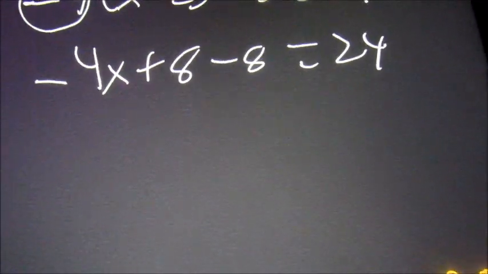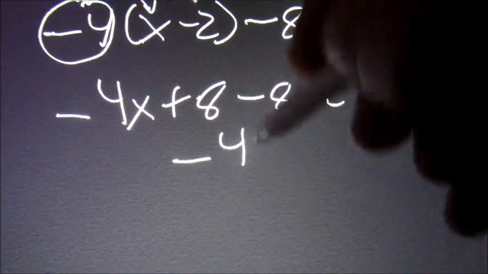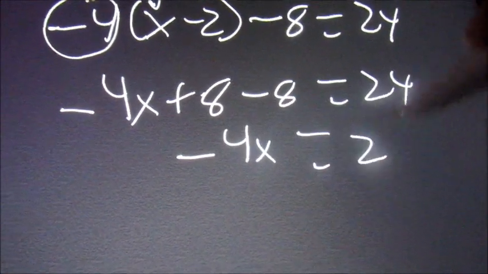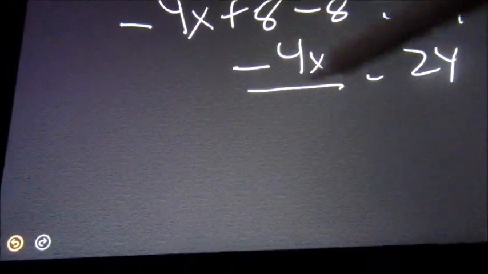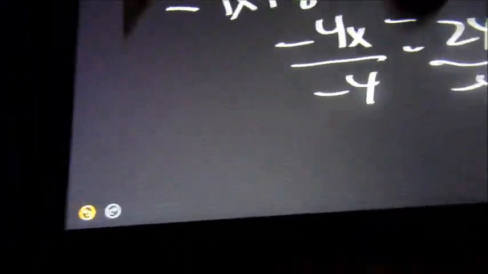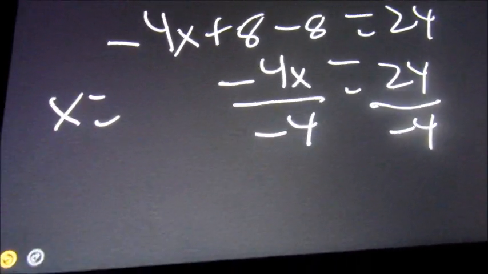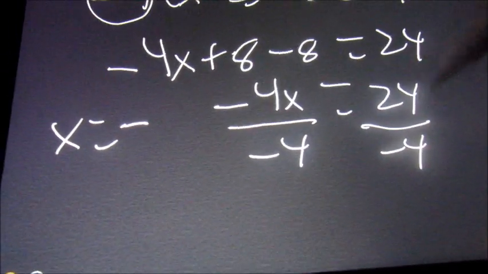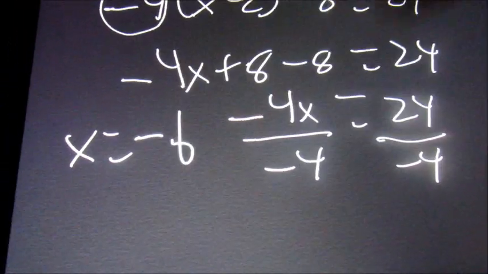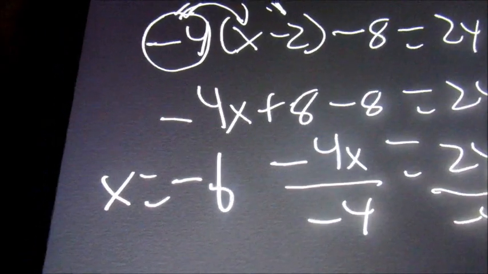So now we combine like terms. We have an 8 minus 8, which is 0. So we're left with negative 4x equals 24. We have to divide both sides by a negative 4. The negative 4's cancel, so we're left with x equals a positive divided by negative is negative. 24 divided by 4 is 6. So our answer here is x equals negative 6.